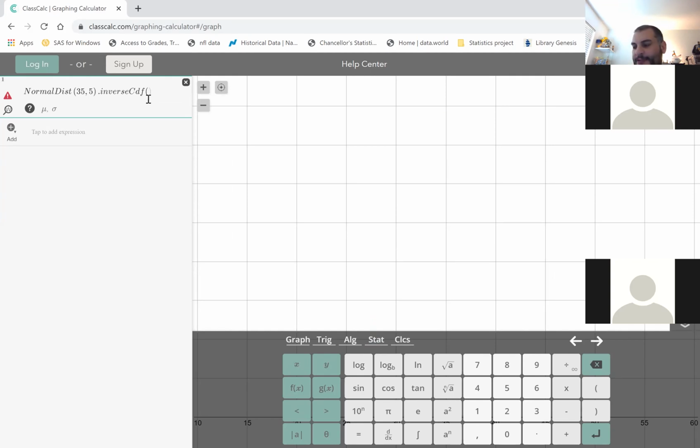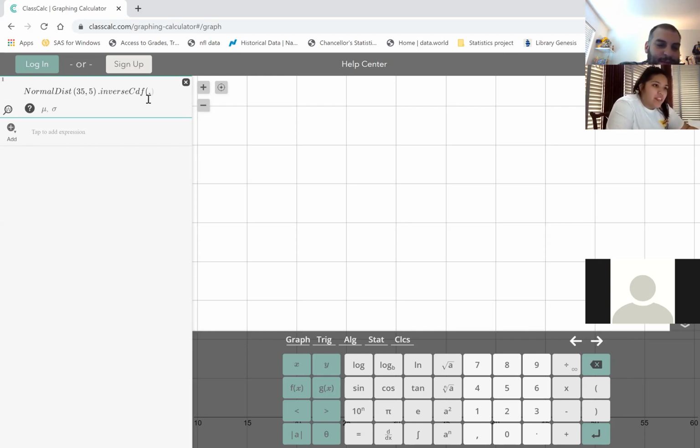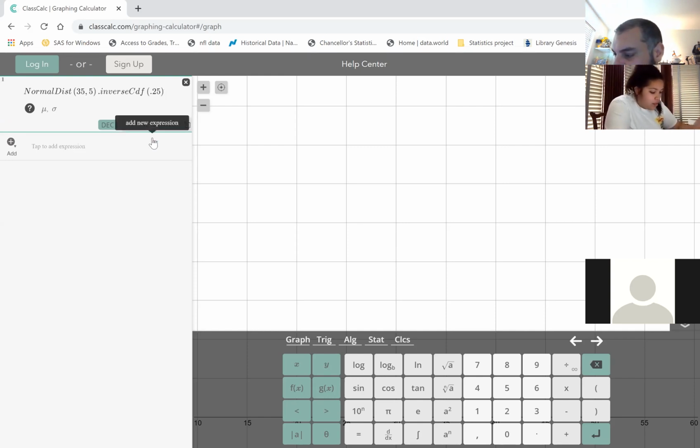If you look at this one, what was the percentage that we wanted the bottom to be? What was that percentage? Well, if you remember, the percentage was the bottom 25%. So we put 0.25. And if you look at it, it gave us the answer 31.63. And that's it. So we get 31.63.